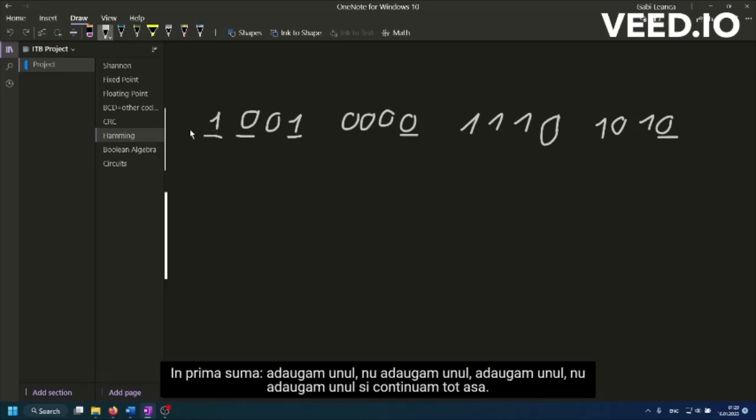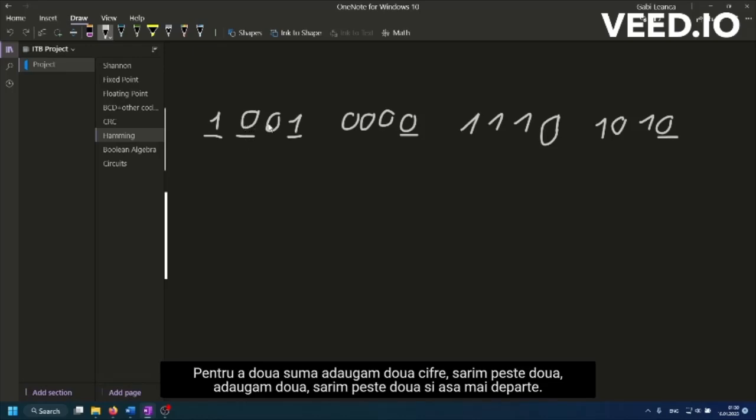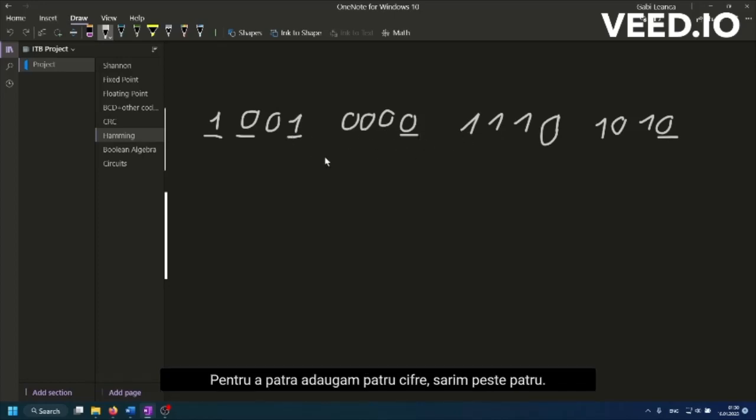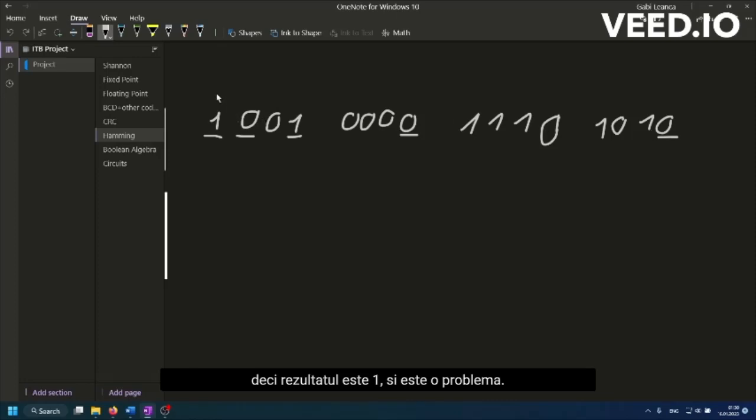For the first one, we add one, we do not add one, we add one, we do not add one, and we keep going like this. For the second, we add two digits to the sum, then skip two, then add two and skip two, and so on. For the fourth, we add four, skip four, and this is the same for each one. So let's see. For the first one, 1, 1, 1, 0, 1, 0, 1. So the result is 1, which means there is an error within that sum.